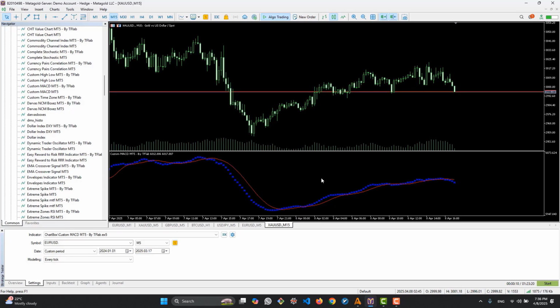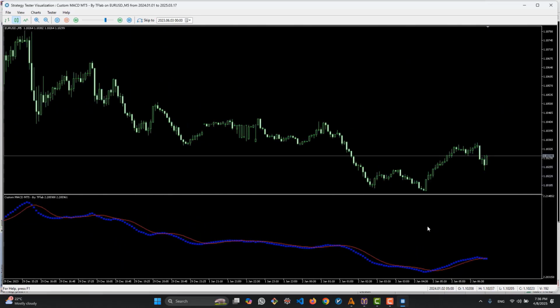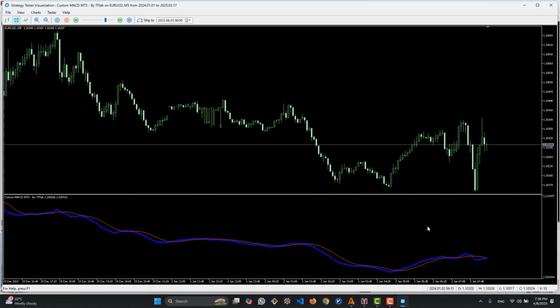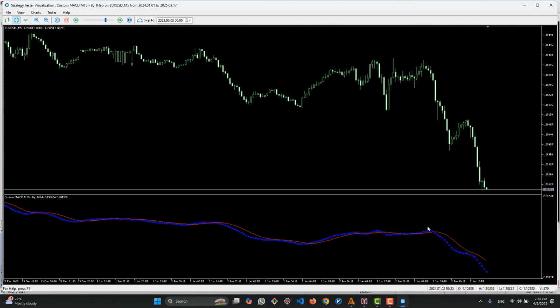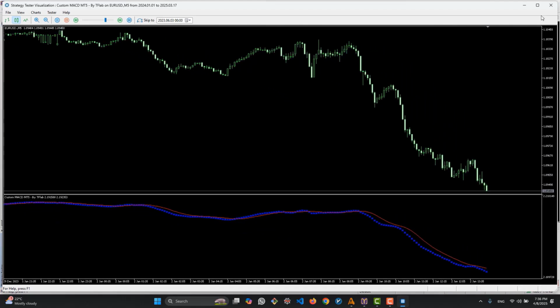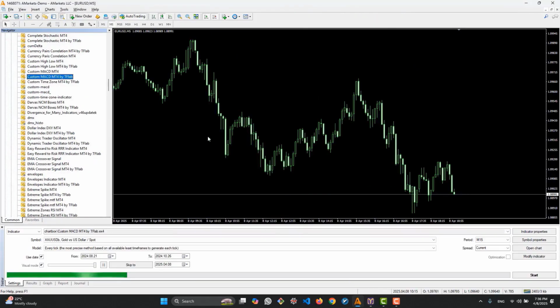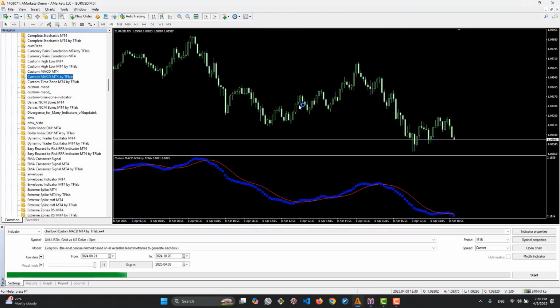Let's see the live test of this indicator on the MetaTrader 5 platform. You can also use the MT4 version of this indicator on the MetaTrader 4 platform. Let's see the live test of this indicator on the MetaTrader 4 platform.